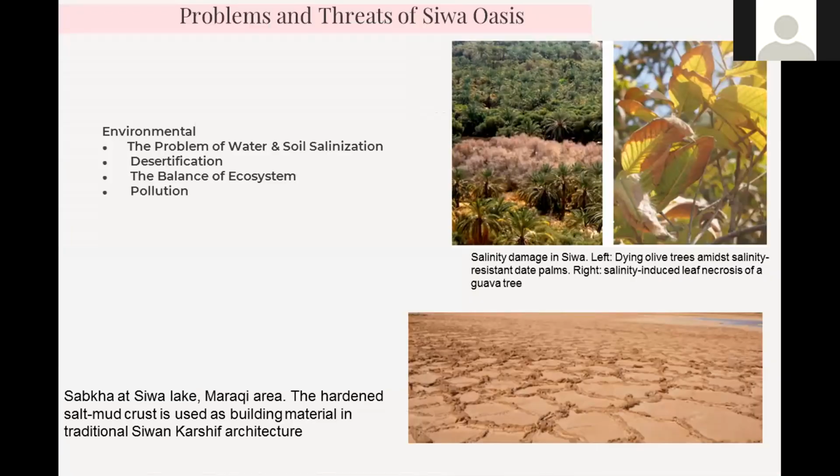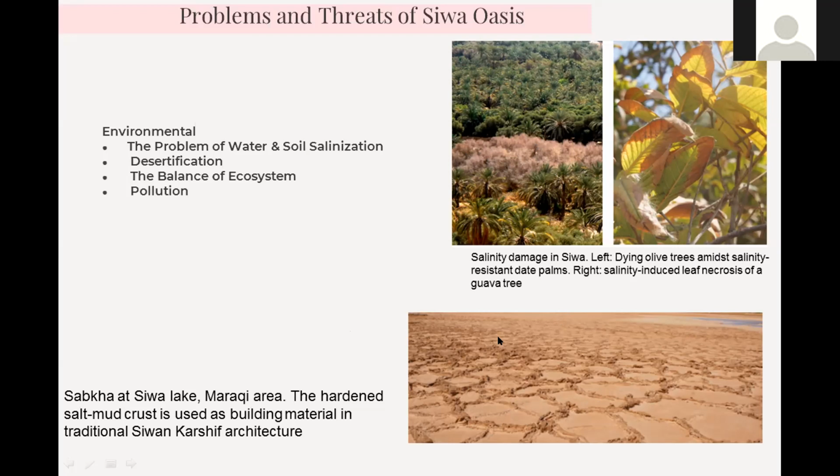Okay, moving to the threats to the Siwa Oasis. First and foremost, I'm going to be talking about the environmental level. The problems were mainly from the water and water salination, where the salt level of the water has become very concentrated, which led to, for example, damage of certain trees and landscape elements due to the salinity. A lot of desertification has happened because of the increase of agricultural activity. So the population has increased.